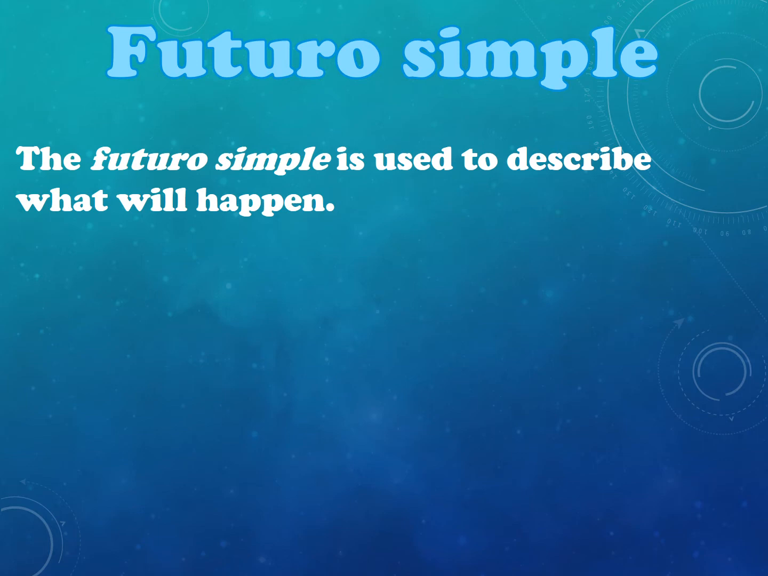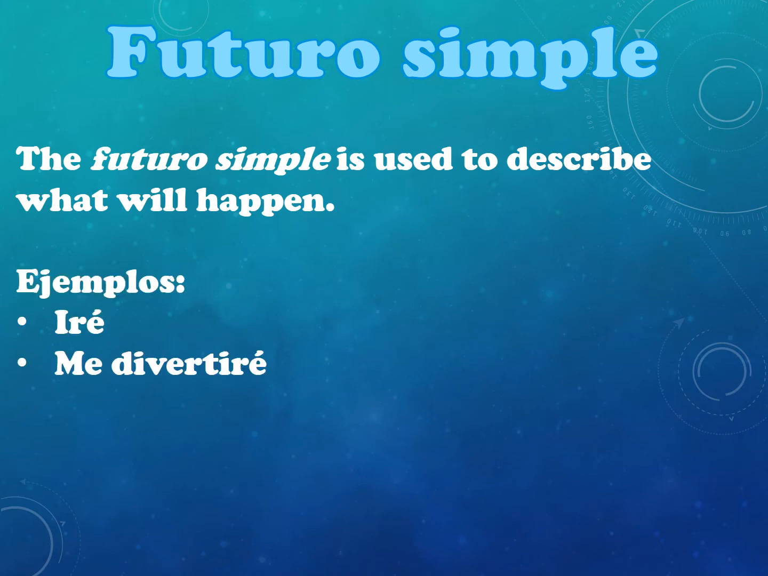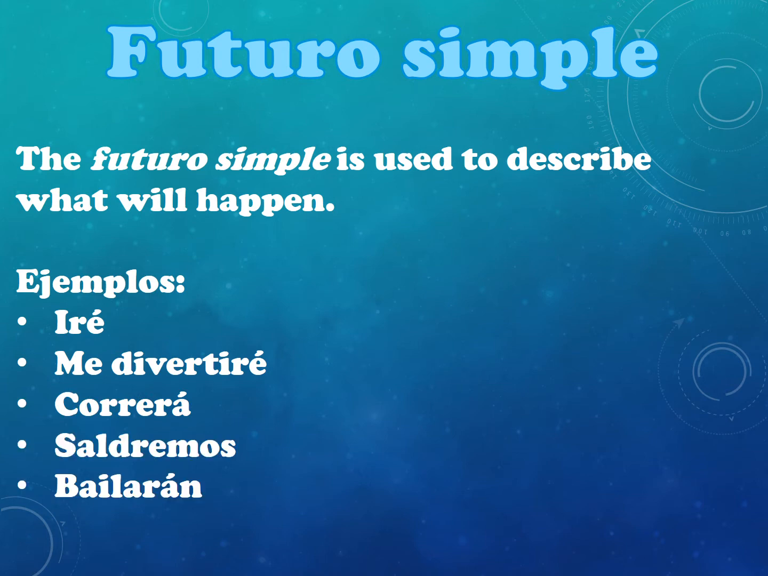The futuro simple is used to describe what will happen. Ejemplos. Iré, me divertiré, correrá, saldremos, bailarán. The big thing to remember is that in Spanish, what will happen is only one word. You're going to take the action and you are going to put it in the futuro simple.